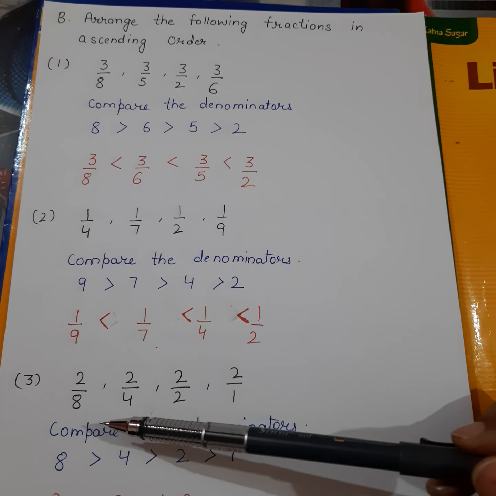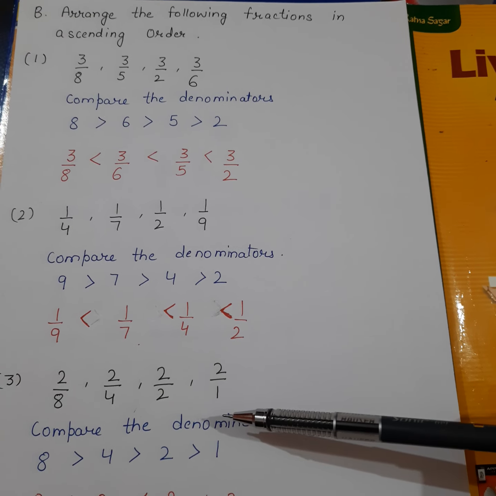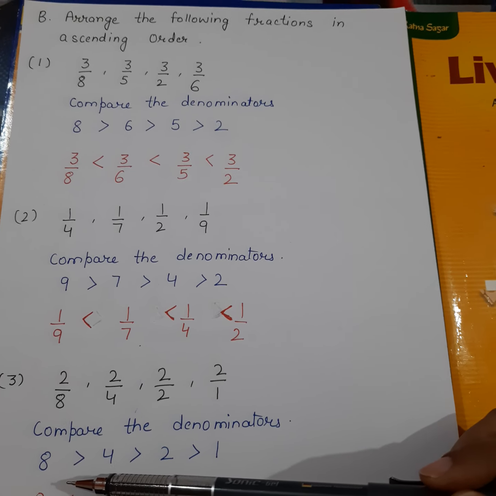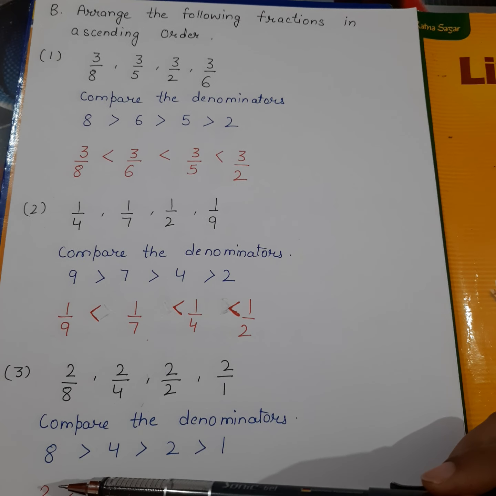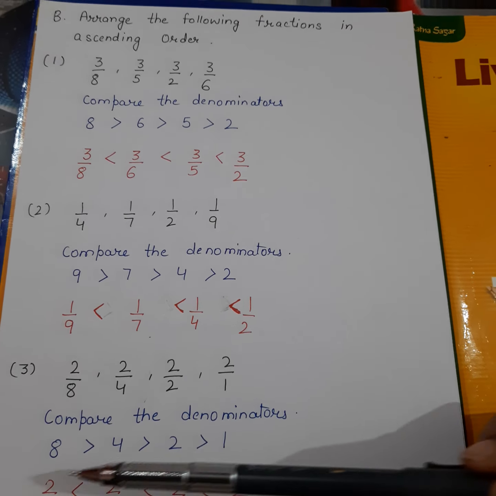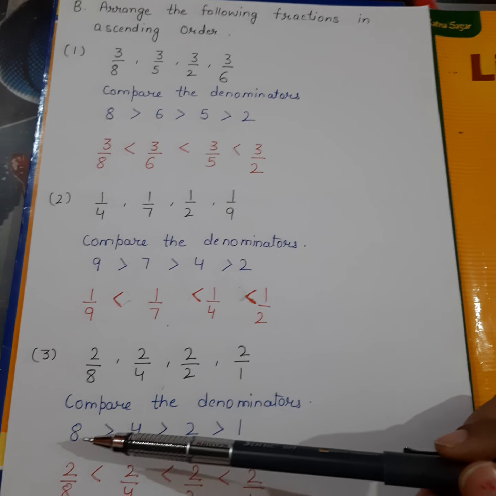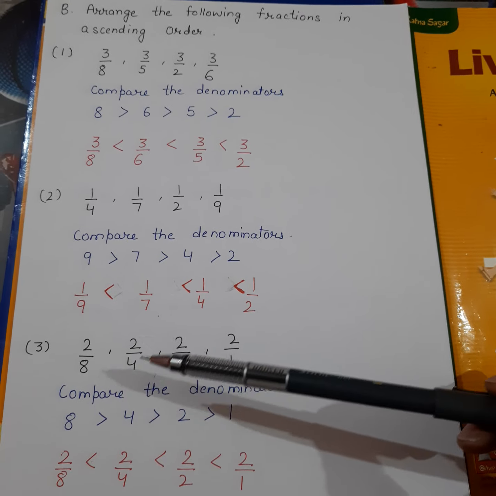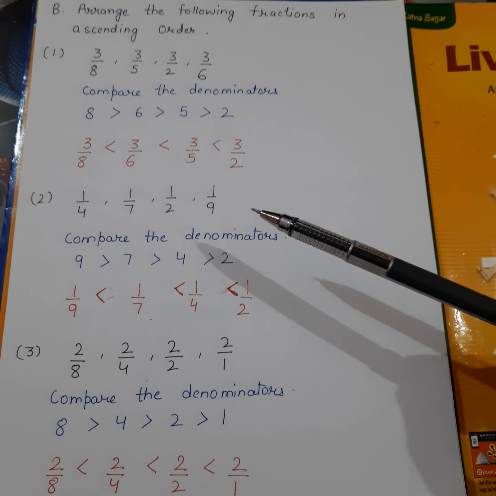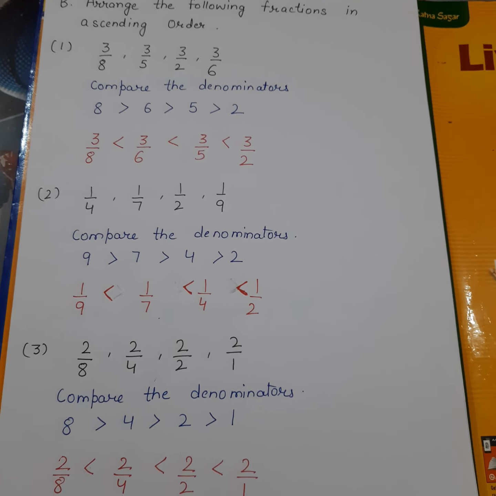Similarly here we have 2 by 8, 2 by 4, 2 by 2, 2 by 1. Arrange the denominators from bigger to smaller: 8, 4, 2, 1. The fraction with 8 in the denominator is the smallest one. So 2 by 8 will come, then 2 by 4, 2 by 2 and 2 by 1. Like this we can arrange in ascending order.